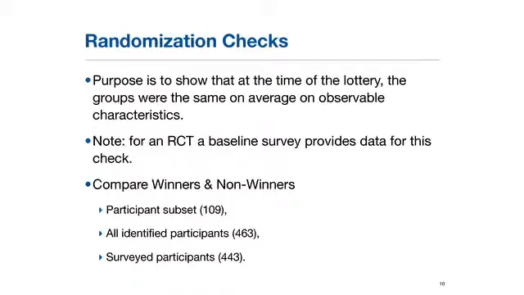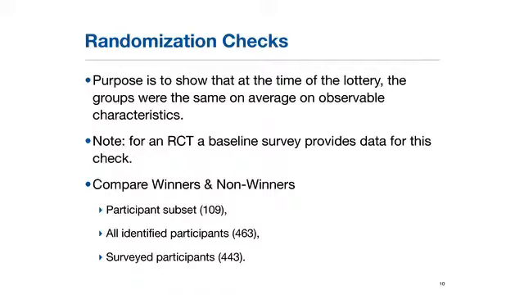And so we can check that it worked on observable characteristics, on data that we do have, and that gives us some comfort that it's also the same on average across groups on those unobservable things that we can't see or can't measure, like motivation or something like that.